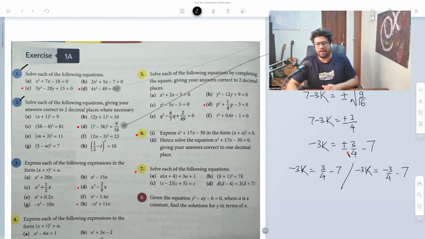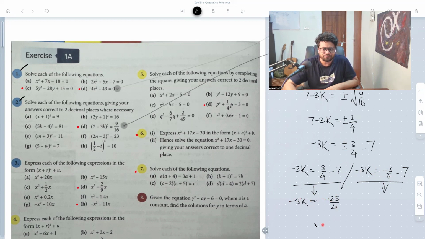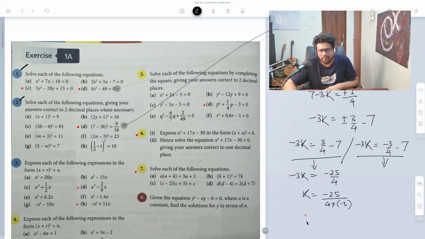I'll take a plus 3 by 4 once. That's one solution, and from there I can do a minus 3 by 4 minus 7. That will be another solution. I can go minus 3k equals, solve this. That's going to be minus 25 by 4. K in that case will come out to be minus 25 by 4 into negative 3. Well, that would be 25 by 12.